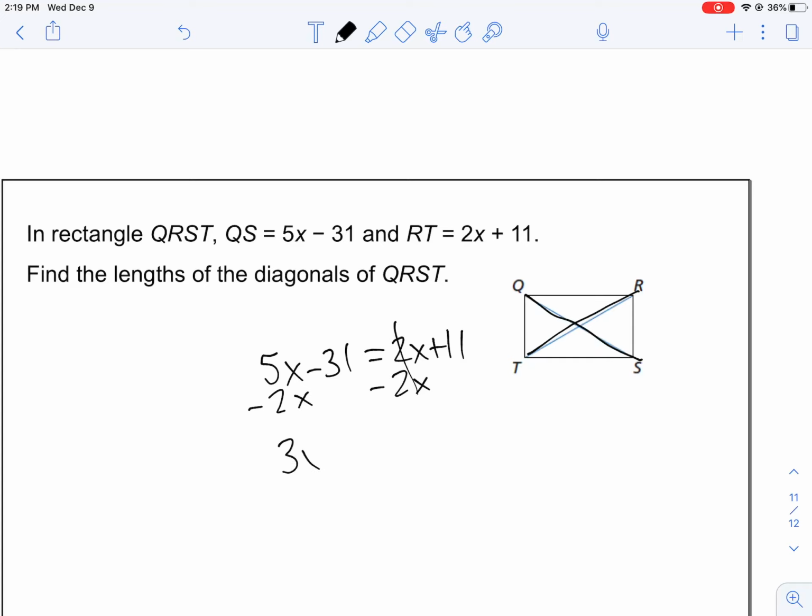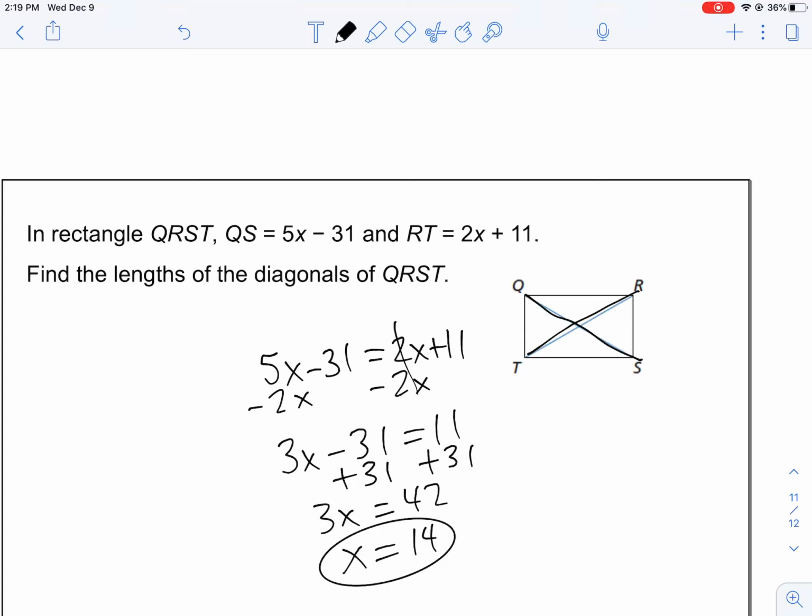Subtract 2x. Add 31. We get 3x is 42. Divide by 3, and we get that x is 14. Now, it wants to know what each length is. So it doesn't say find x, it says find the length.